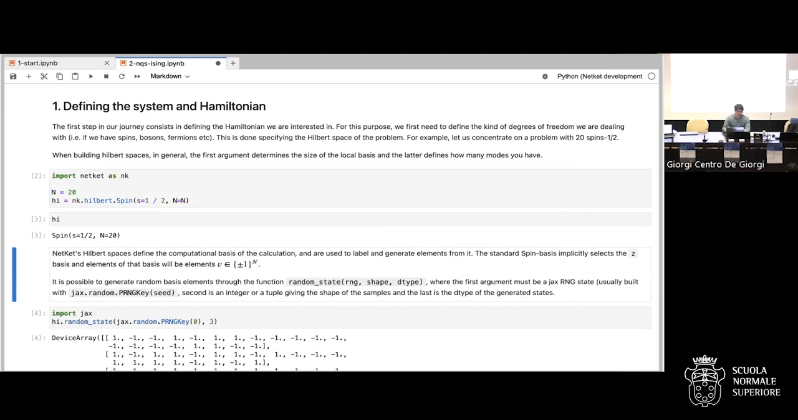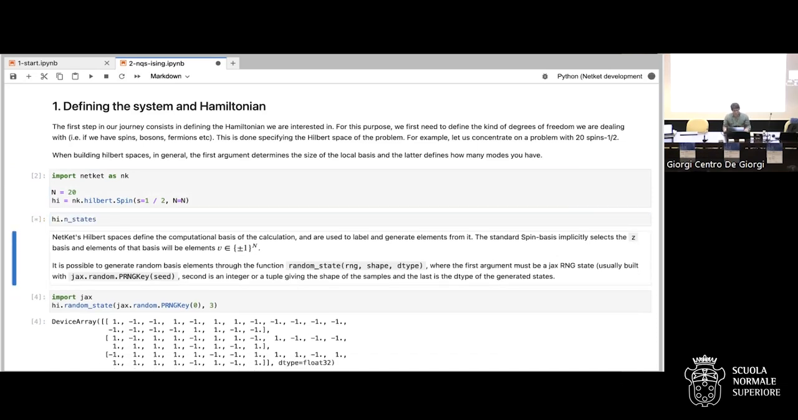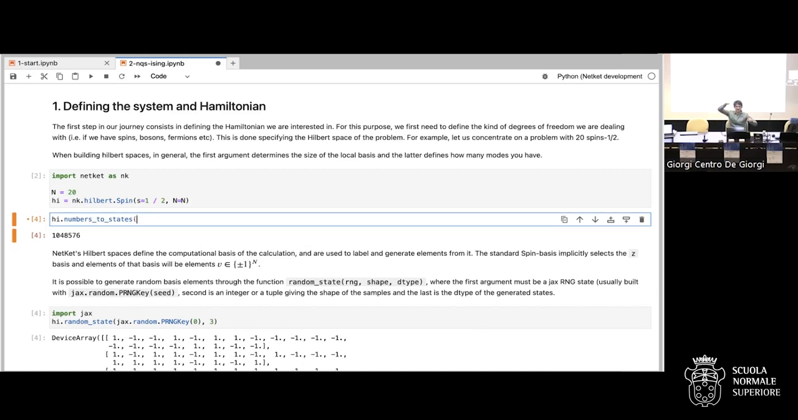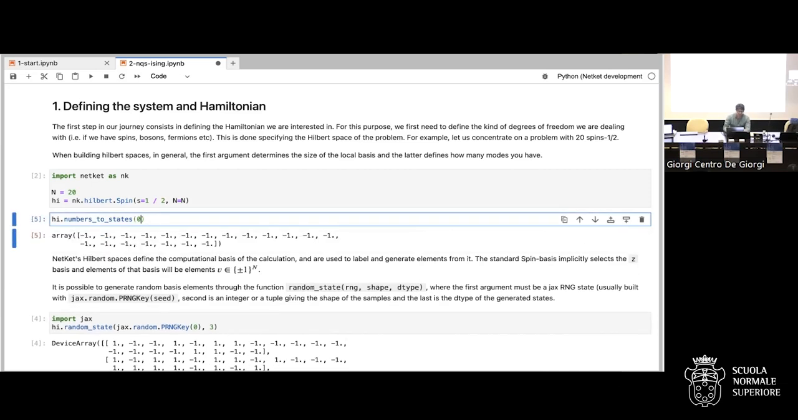So the Hilbert space is this object in NetKet that defines your computational basis. So you can query how big it is. And yeah, we have slightly over 1 million entries in our Hilbert space. So it's fairly large. And if you want, those x's that I always write in my formulas will be those objects. Like, for example, the first basis element in this space is minus one, minus one, minus one.